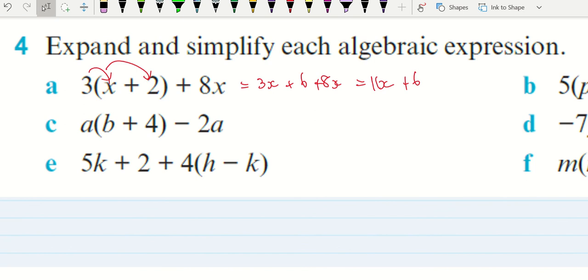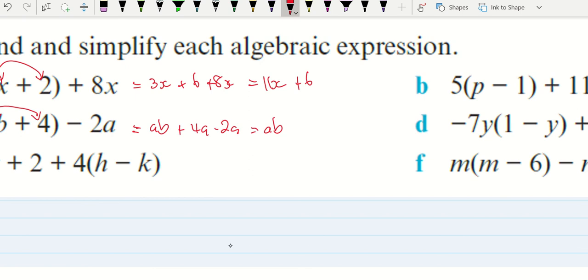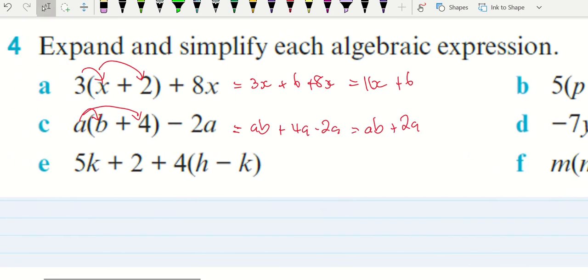Likewise, let's have a look here. We've got a times b equals ab. A times 4 equals 4a. And then we've got to take 2a. So that simplifies down to be ab. And our 4 take 2 is 2. So that becomes ab plus 2a.